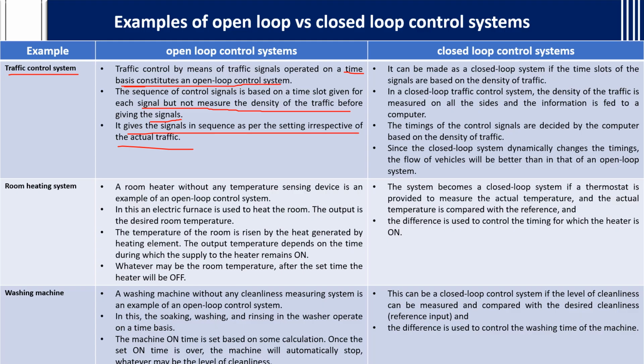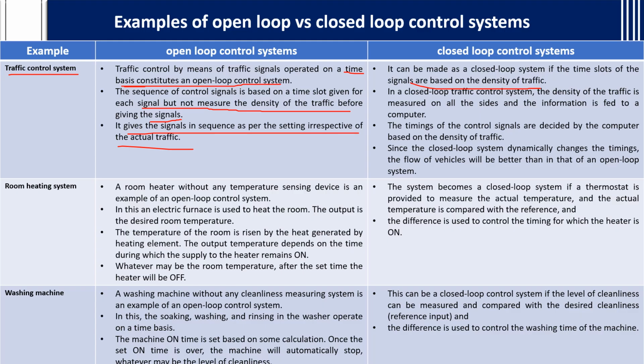But here in the open loop control system, it is not going to see the traffic density. It will not see which side the traffic is more, so that we leave them. It is not like that. In a closed loop control system, the signals are based on the density of traffic. Everything else is the same. The density of the traffic is checked. In an open loop control system, there is no density of traffic check. It is not going to check in which lane or on which road side there is more traffic.